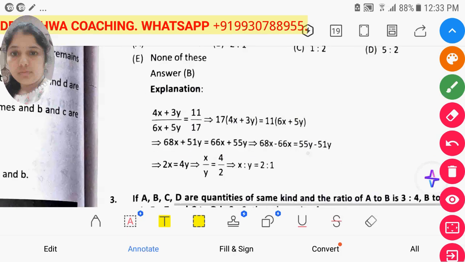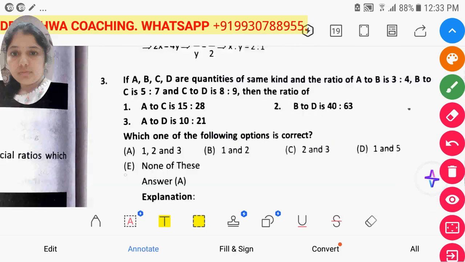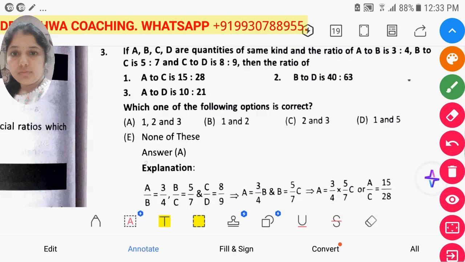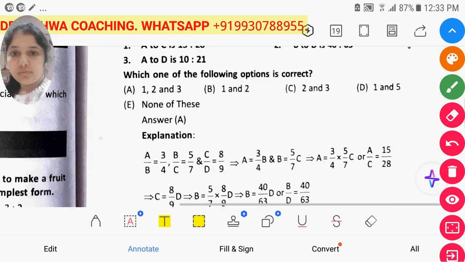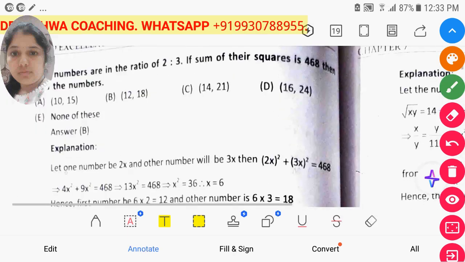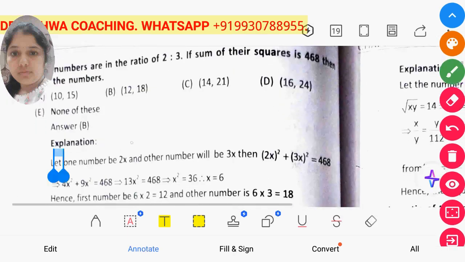Now the same way here, four quantities of the same kind, the ratio is given to you, and there the A to C ratio is asked, or the A to D ratio is asked. So again you have to put the values. You can go through the solved examples and understand the concept.